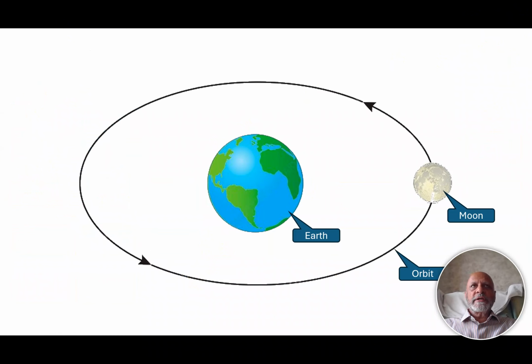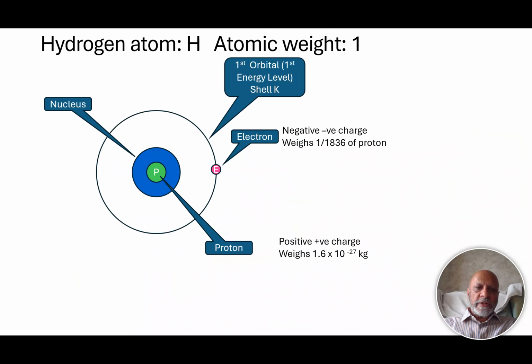So the closest thing to understand what orbits look like is to imagine the Earth and the Moon. So the Moon is rotating around the Earth in an orbit. So now let's look at the hydrogen atom. There's a nucleus in the middle which has 1 proton, and in orbit around it you have an electron. And the shell that this revolves around is known as the shell number K, which is the first orbital or the first energy level.